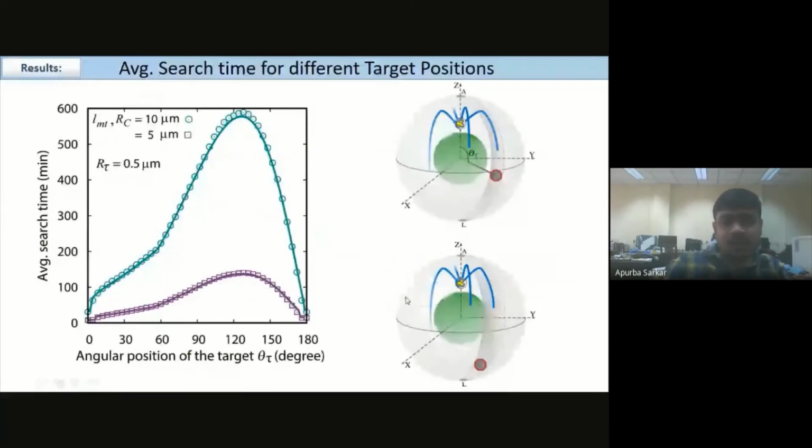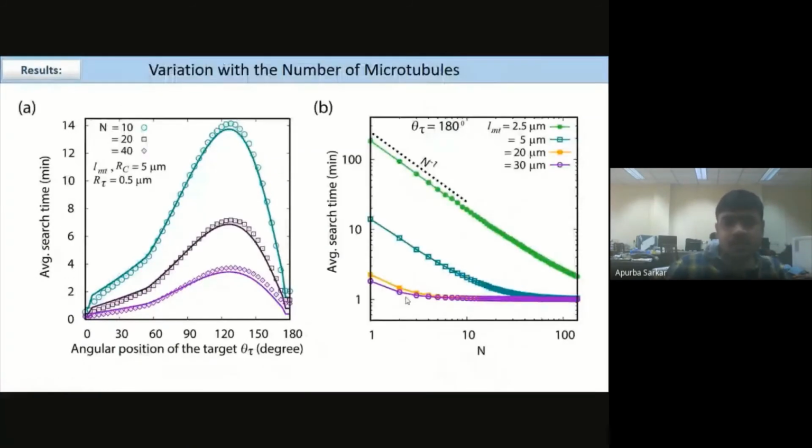Now to analyze the variation of the average search time as a function of the number of microtubules, we plot the average search time as a function of the target angle theta. We see that with increasing number of microtubules, the capture time decreases. But we find that the analytical curve, this solid line, from the analytical observation, and these points from the simulation, the analytical results start deviating from the simulation results.